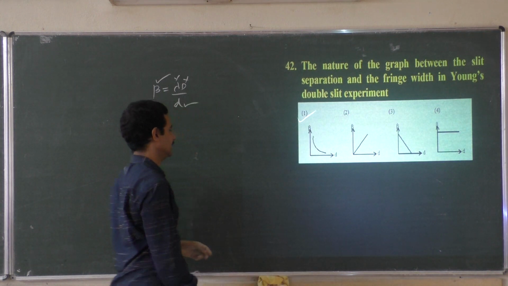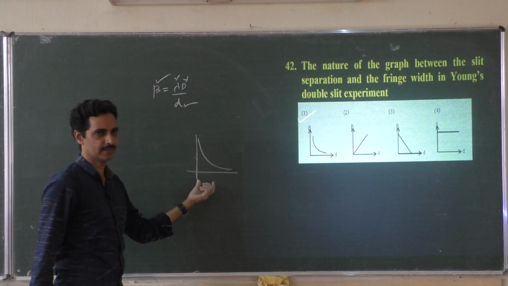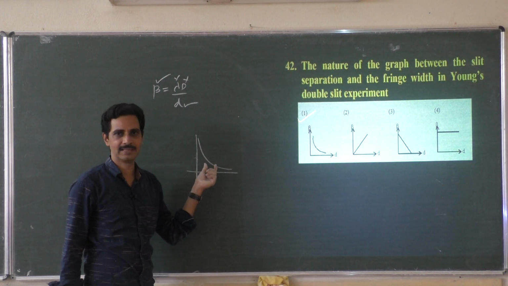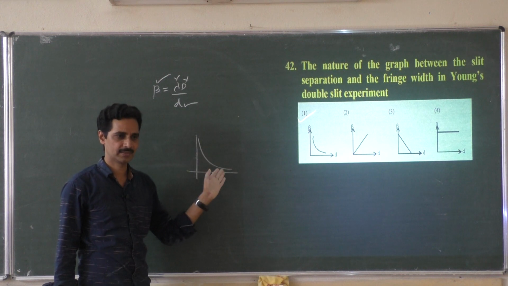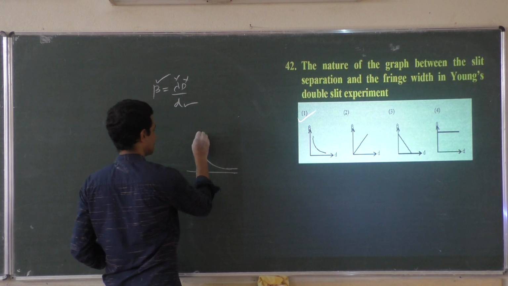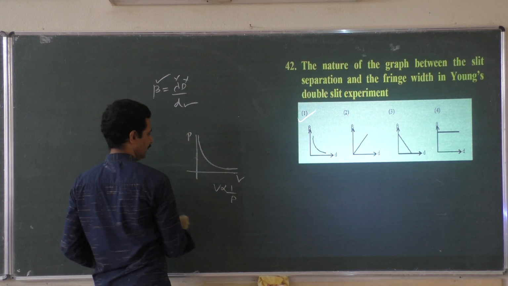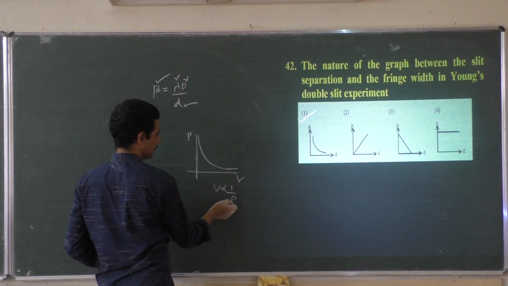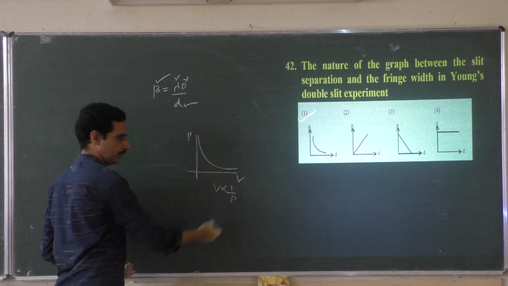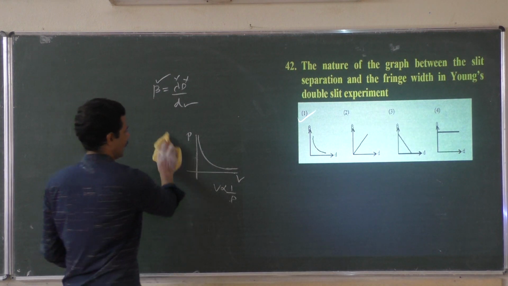Same as volume being inversely proportional to pressure, or potential being inversely proportional to distance. Inversely proportional graphs are like this, because they should meet neither the x-axis nor the y-axis. Volume becomes 0 only when pressure becomes infinity, and pressure becomes 0 only when volume becomes infinity. They don't touch each other. So that is option 1.